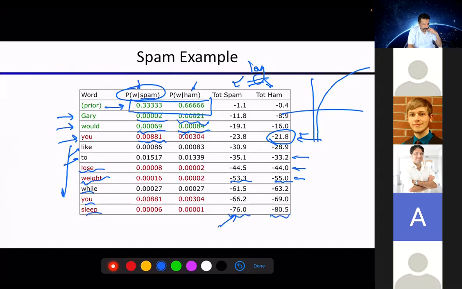So in log, this is more probable as a true label for this particular example. Does it make sense?